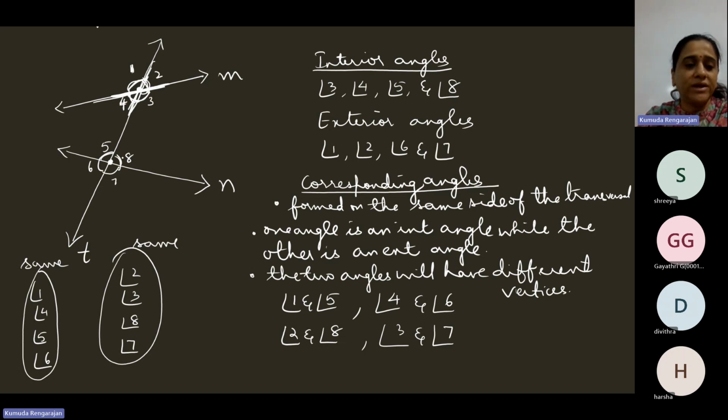Similarly, angle 5 plus angle 8 is 180. Angle 8 plus angle 7 is 180.